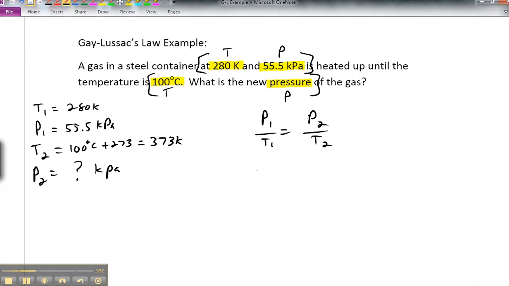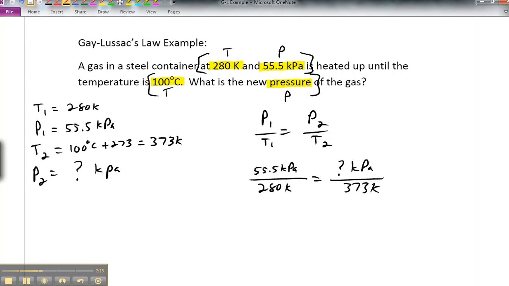So P1 is 55.5 kPa over T1, which is 280 Kelvin, equals P2, which is question mark kPa, over T2, which is 373 Kelvin.